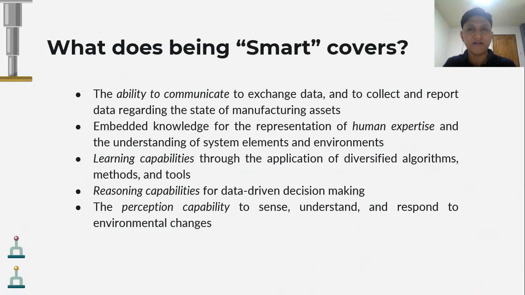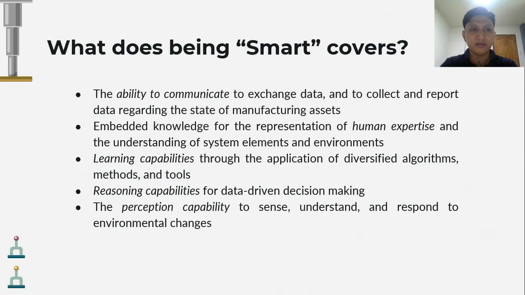What does being smart cover? Being smart means that you should have the ability to communicate, to exchange data, and to collect and report data regarding the state of manufacturing assets. So a smart system is based on data. So you need to collect more data to be able to gain understanding and also formulate patterns in order to determine what the problem is or formulate a solution.